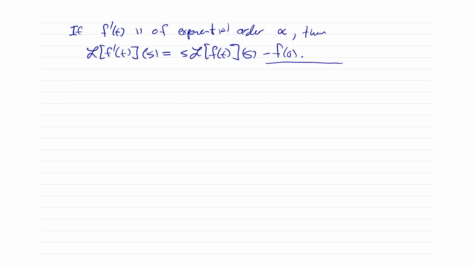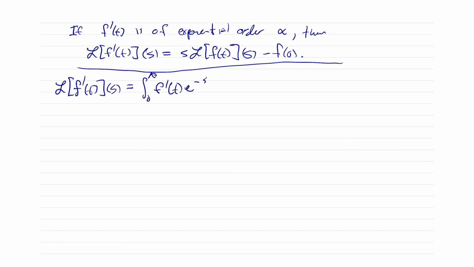So this is going to use integration by parts. So we've got the Laplace transform of f prime of t evaluated at s is equal to the integral from 0 to infinity of f prime of t e to the minus st dt. So now we're going to set dv equal to f prime dt, and we're going to set u equal to e to the minus st. Right, that makes v equal f, and that makes du equal to minus s e to the minus st.